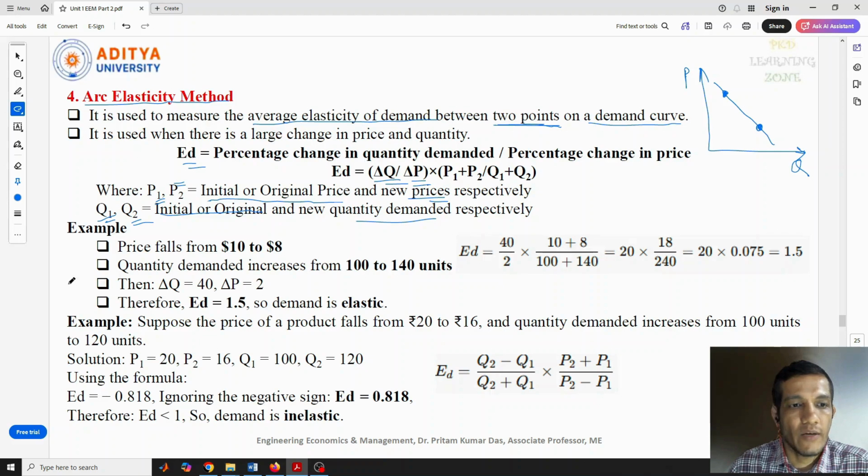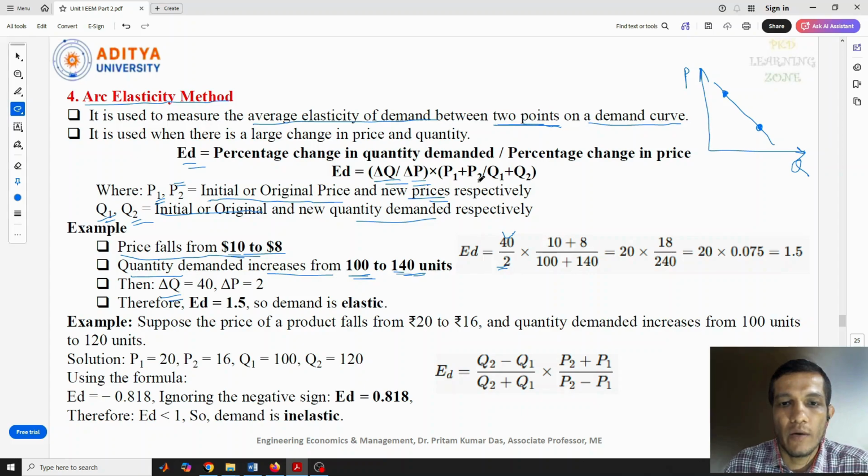So let's try to understand by one example. When the price falls from $10 to $8, the quantity demanded increased from 100 to 140. This is the same example we discussed at the start. Here we can find out the value of ED. So ED equal to, as I told you, del Q by del P. So del Q equal to what? Del Q is the demand change, 140 minus 100, that is 40, divided by the price change, $10 minus $8, so we get 2, that is del P.